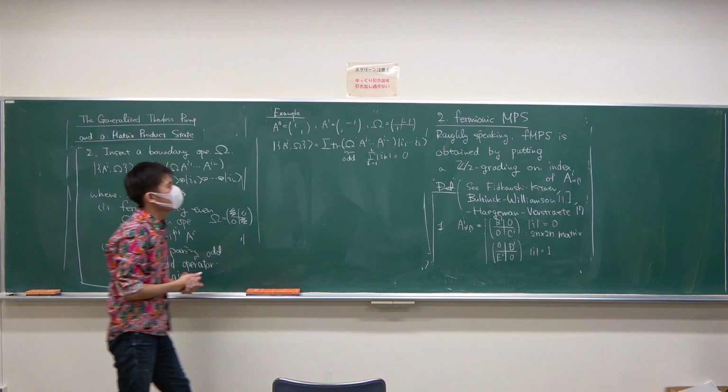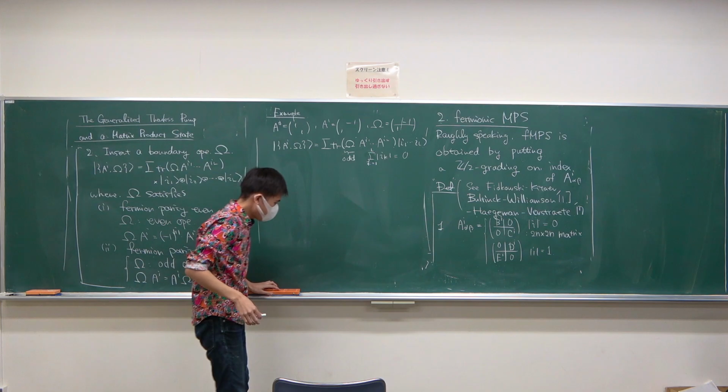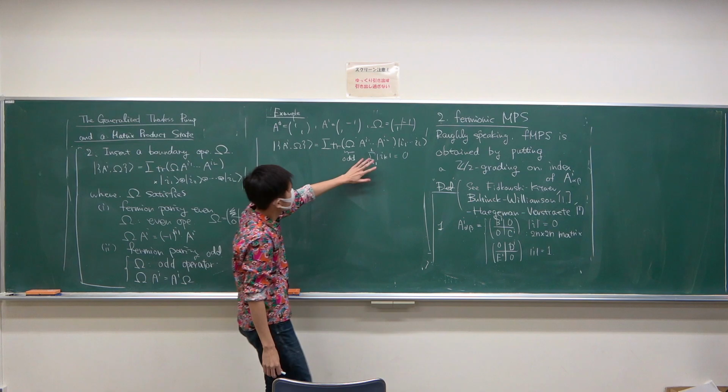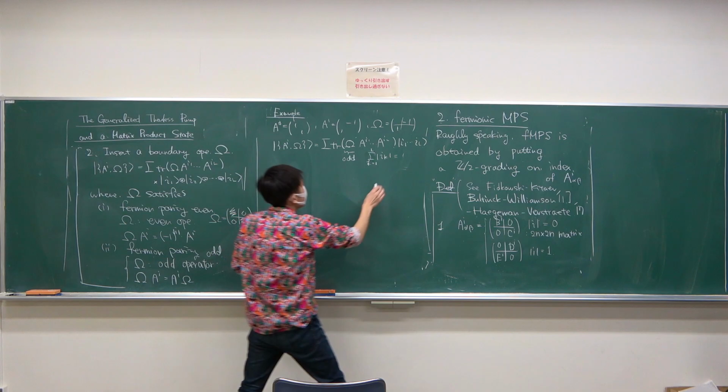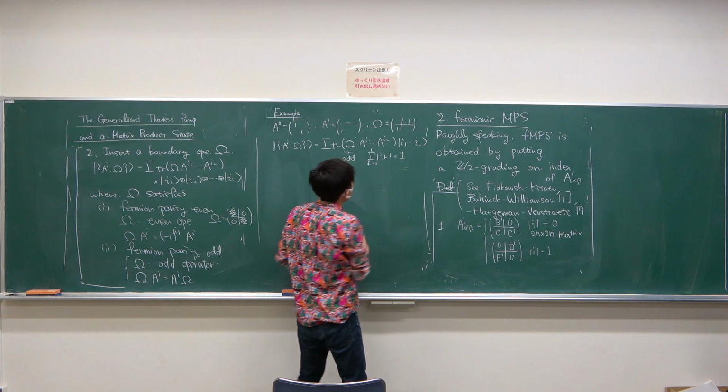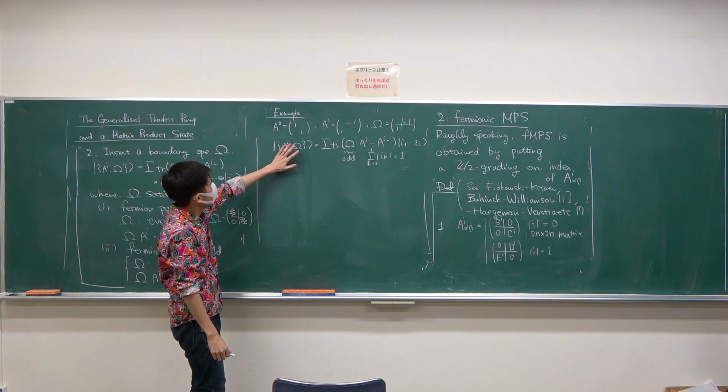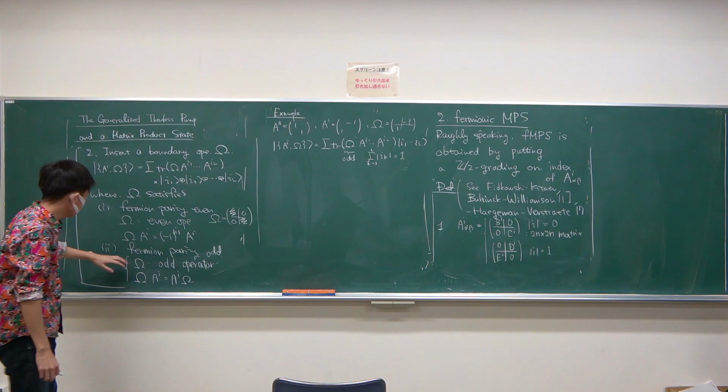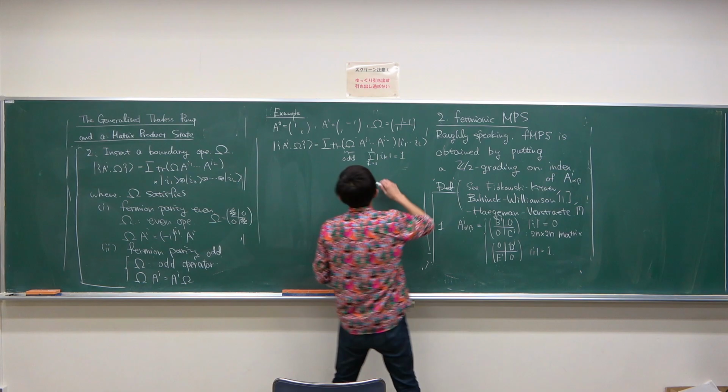And of course, the trace of an odd operator of a diagonal matrix is just zero, so this configuration vanishes. Right? So all configurations included in this operator in this state have total degree one. And this is nothing but the fermion parity odd state. So this is why the fermion parity of the matrix product state corresponds to the degree, or grading, of the boundary operator. Okay.